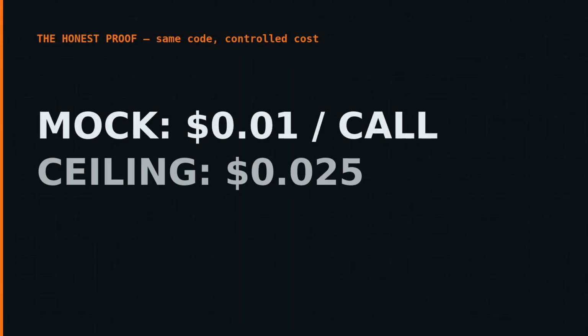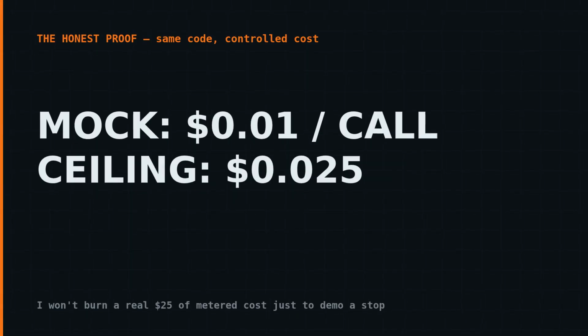Now, proving a fix for a money bug is exactly where most demos quietly cheat. I could tell you I reran the loop and it held, and you would just have to trust me. So here is the honest version, and I want to be precise about it. To trip that $25 ceiling for real, I would have to run a build that genuinely racks up $25 of metered cost. I'm not going to burn that just to make a point on camera.